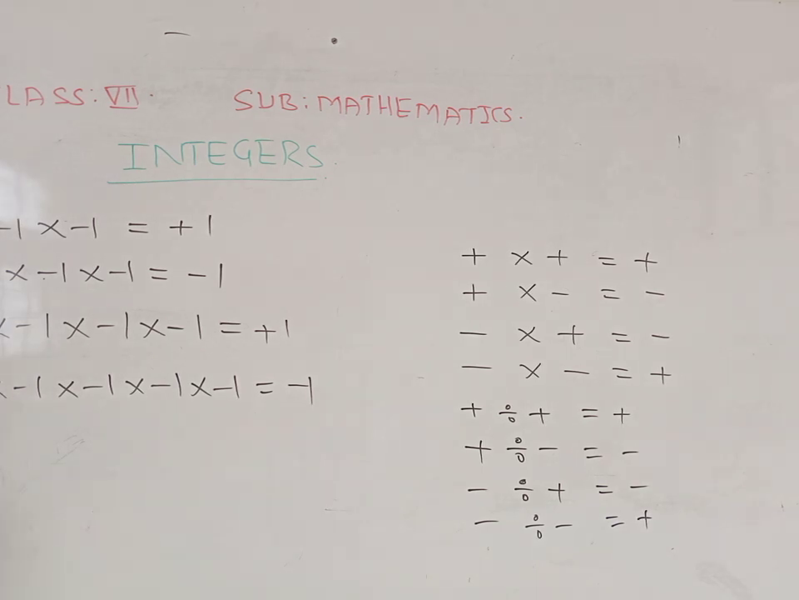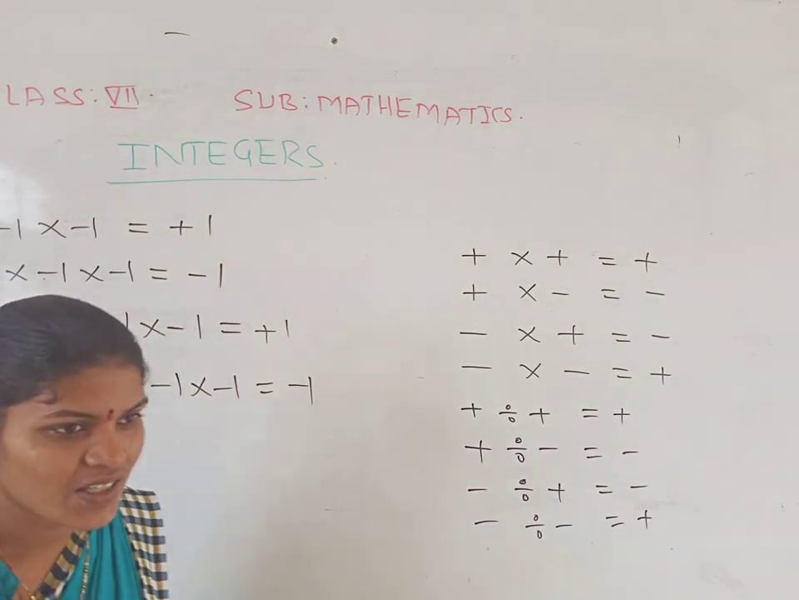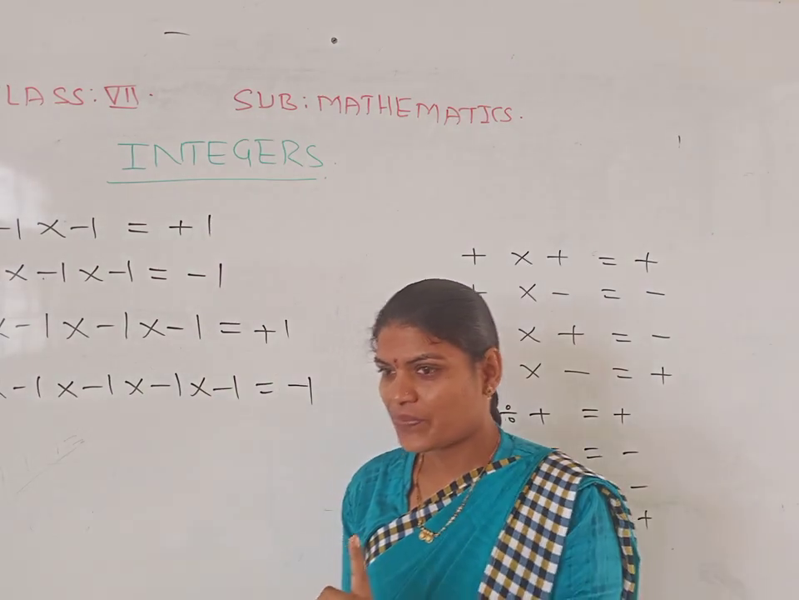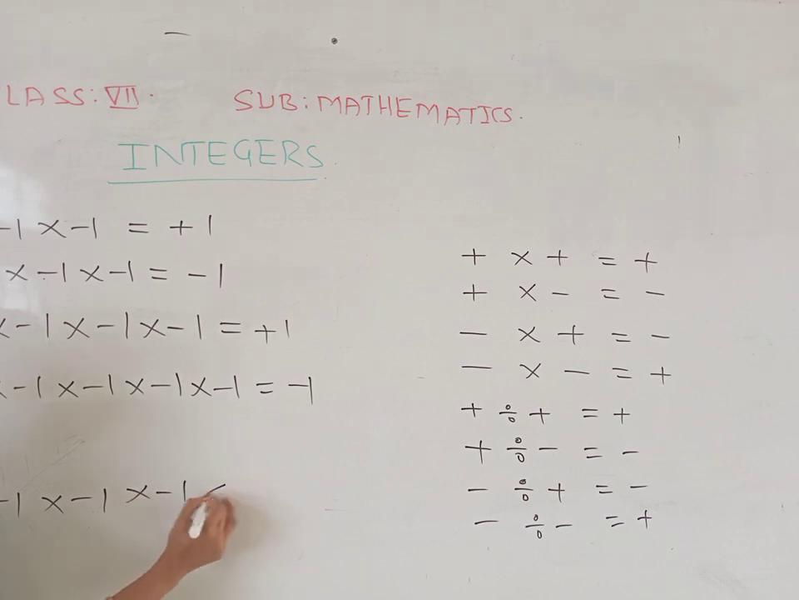Here also minus 1 you are multiplying an even number of times. Then here odd number of times, then here even, here odd. If you multiply minus 1 an even number of times, you are getting plus 1. And if you are multiplying minus 1 an odd number of times, again you are getting the answer as minus 1.